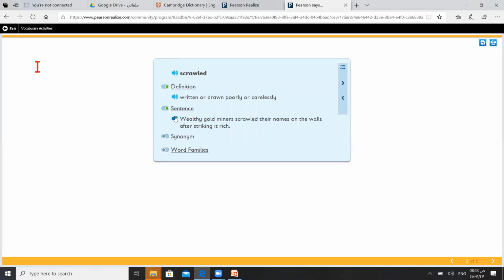Sentence: Wealthy gold miners scrawled their names on the walls after striking it rich. Synonym, scribbled.